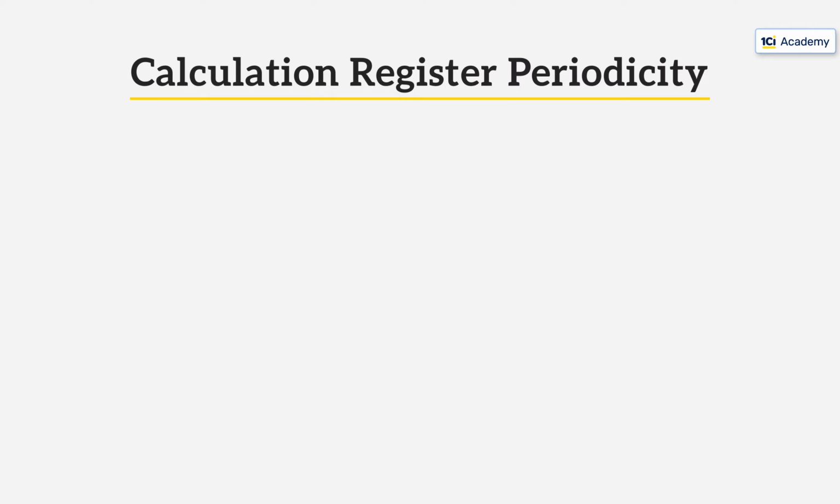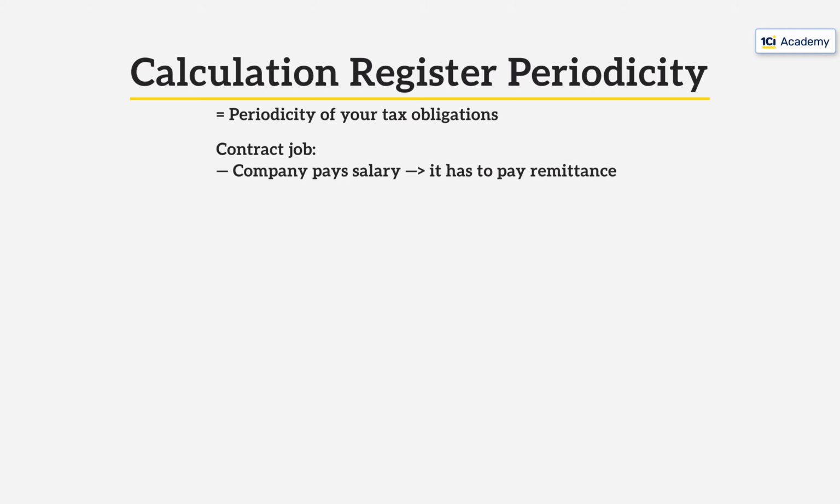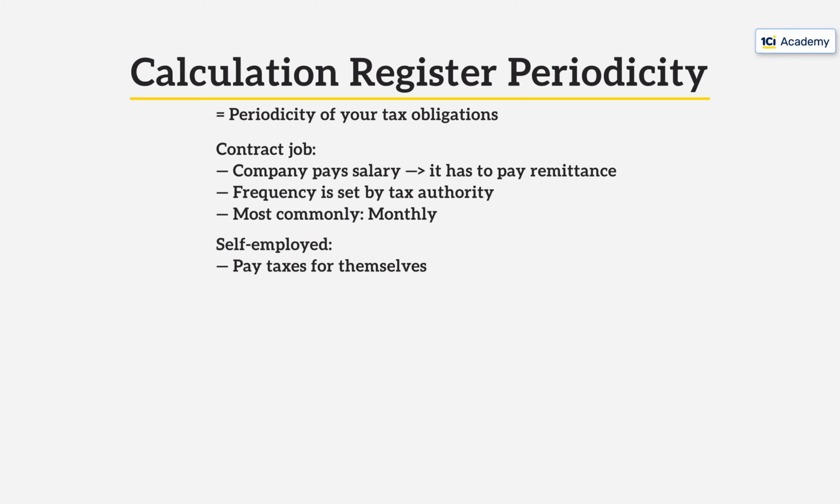But what is so special about this boundary? Why do we have to respect it so much? Because this is all about your tax obligations, which are always periodical. If you work for a company that pays you salary, the company also has to pay so-called remittance to the tax agency. The frequency of remittance payment is set by the tax authority, and in the most common case, it's once a month. Self-employed pay themselves, so the taxes are their personal responsibility.